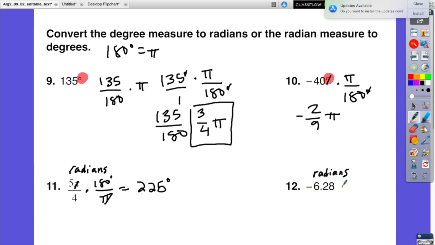Now remember, there's no degrees here. That means it's radians. So I'm going to multiply this by 180 degrees over pi. You're going to stick all this math into your calculator, and it's going to give you an approximation. This is in the hundredths, so the approximation is going to be about 359.82 degrees. Don't put the radians. Okay, perfect. Let us move forward.